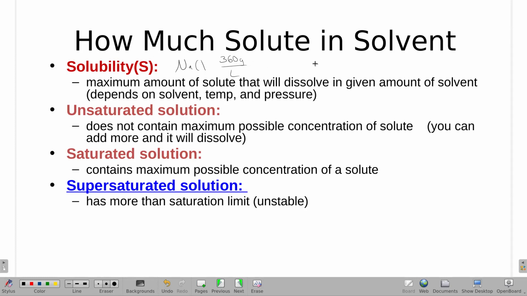And that solubility does change, just for the sake of discussing it. Sodium acetate, another sodium salt, its solubility is going to be listed a little bit differently. It's 123, or 1,230 grams per liter. So a heck of a lot more.